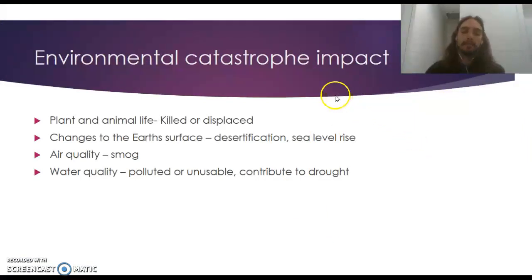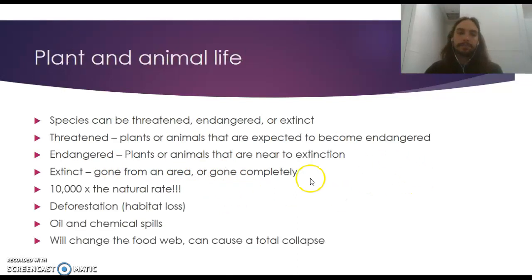What happens with environmental catastrophes? Well, plant and animal life is killed or displaced. We get changes to the Earth's surface. We get desertification, sea level rise. We get air quality issues like smog, water quality issues. Water becomes polluted or unusable, and that's going to contribute to drought. So if you have polluted or unusable water, then that is a non-renewable resource. It cannot be used, so it contributes to drought.